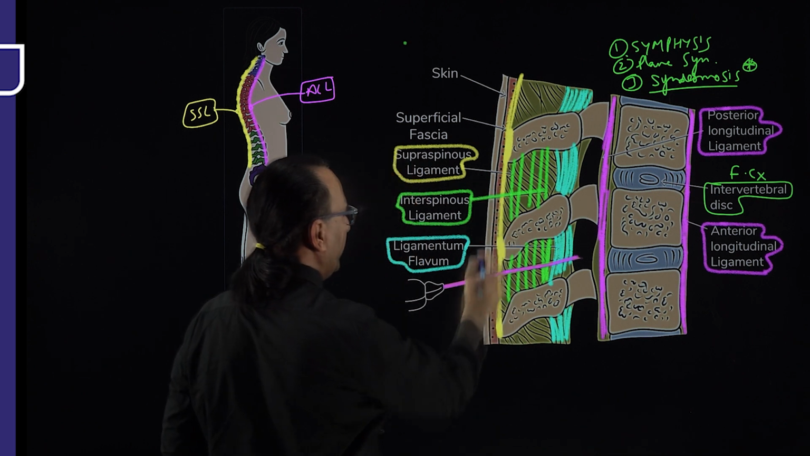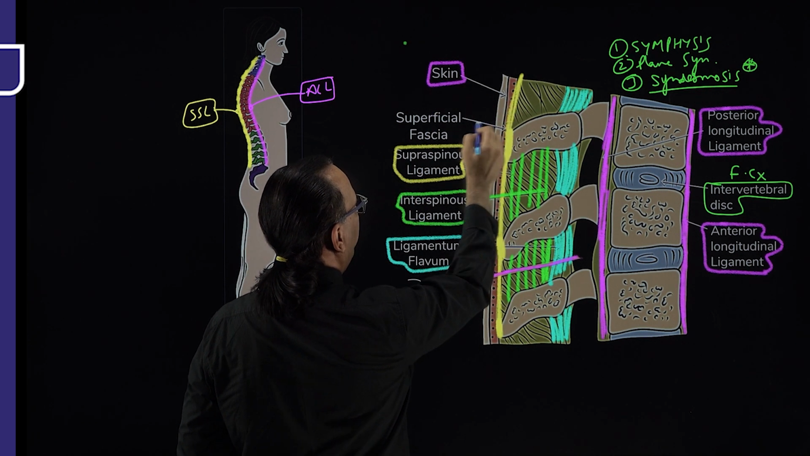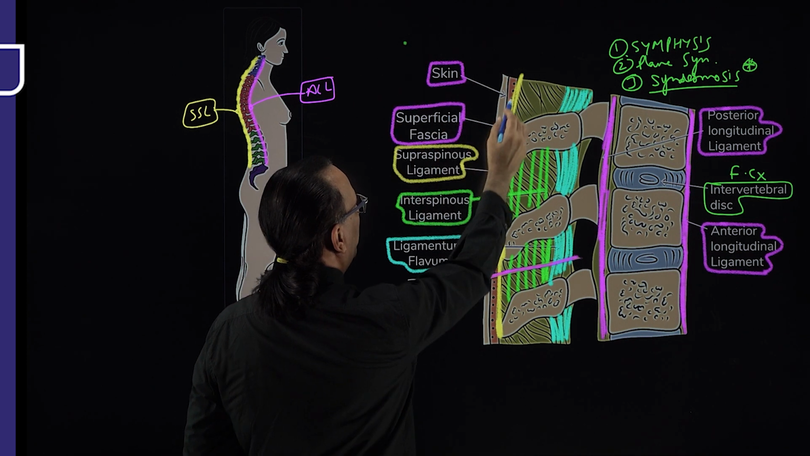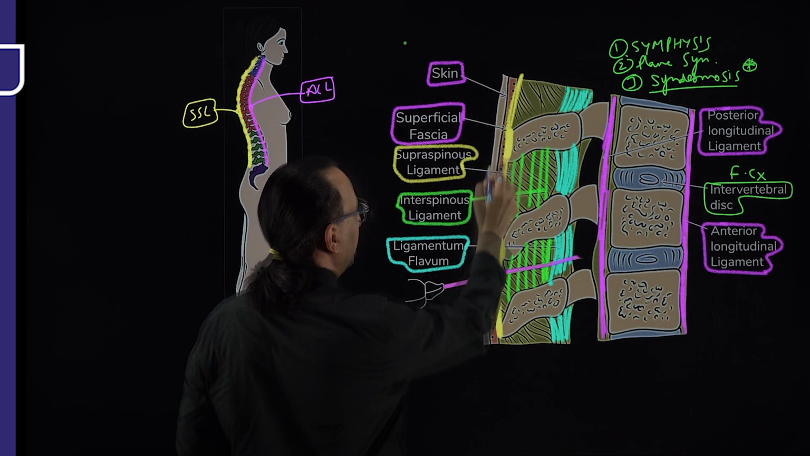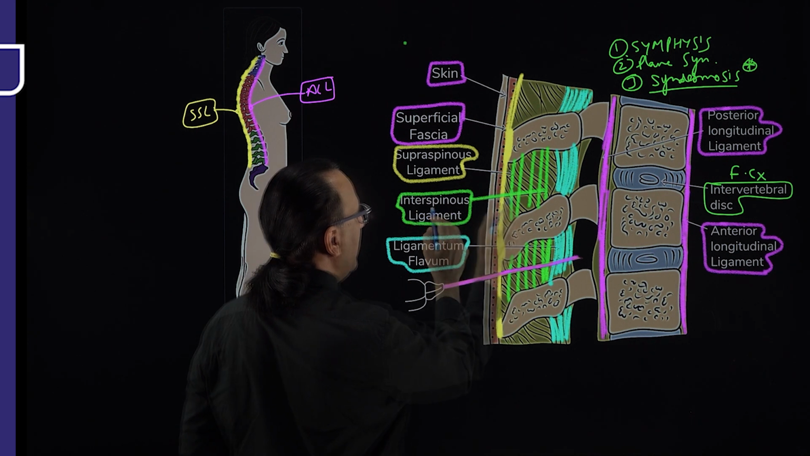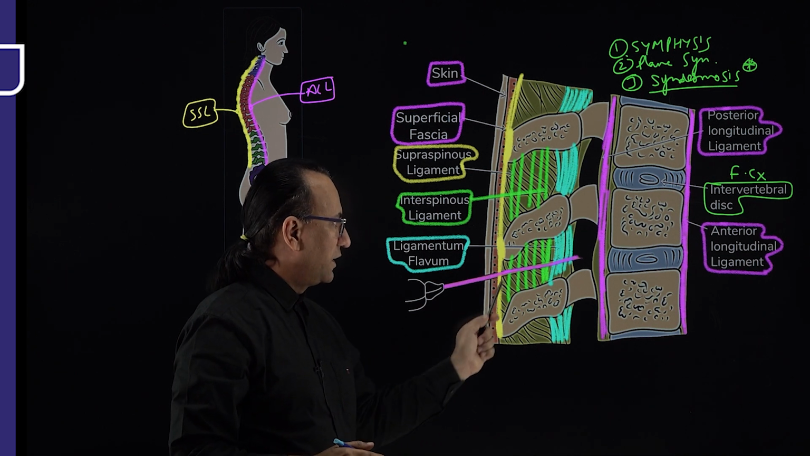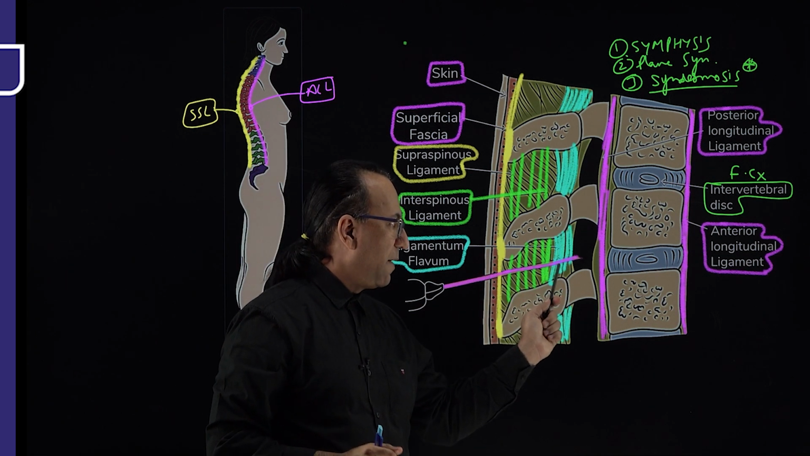First of all, the needle is going to puncture the skin, and deep to the skin we will have the superficial fascia, and deep to that we will have the supraspinous ligament. So skin, superficial fascia, supraspinous ligament, and after that we'll have to puncture the interspinous ligament. So skin, superficial fascia, the supraspinous, interspinous ligament, and then the ligamentum flavum.